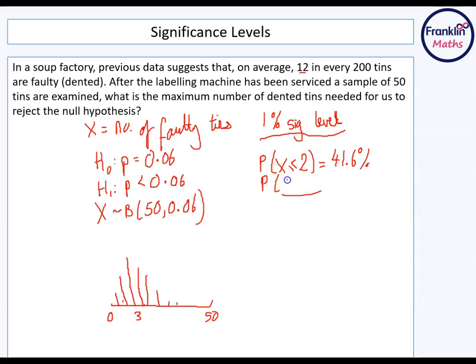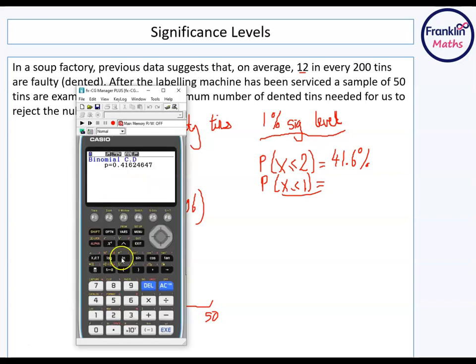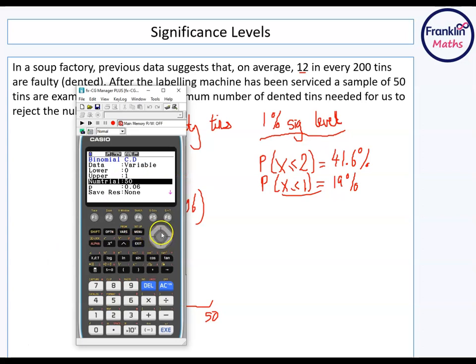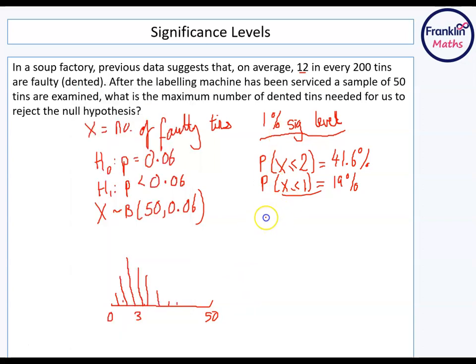So we're going to have to go for 1. Ignore that line. Still not used to using this tablet yet. Wow, 19%. So if we've got one faulty tin, we're still not going to say it's fixed. So, yeah, this is a really poorly written question. I am going to be a bit naughty on this one, I think.